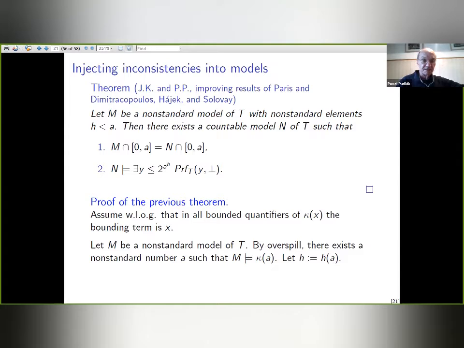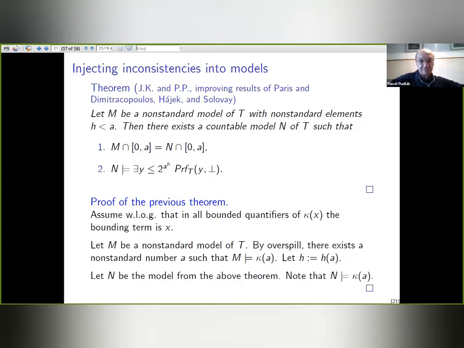So let's take M, a non-standard model of T, countable again. By overspill, there is a non-standard number A such that M satisfies kappa of A. So we use the assumption that kappa is true for all standard numbers, and by overspill we get that there is a non-standard number. This non-standard H will be just H of A, where H is this possibly slowly increasing function, but since it goes to infinity, it means that if A is non-standard, then H must also be non-standard. So we can apply the theorem above.